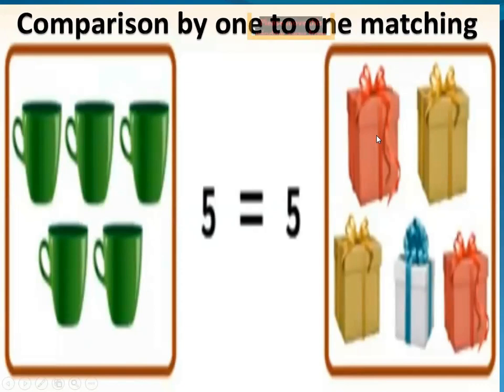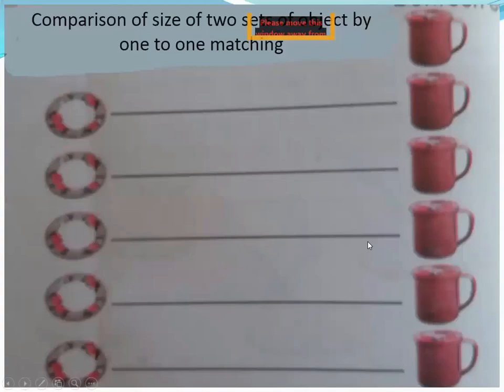Count it. 1, 2, 3, 4, 5. So the gift pack is also 5. So we write like this in a mathematical way: 5 cups equal to 5 gifts.